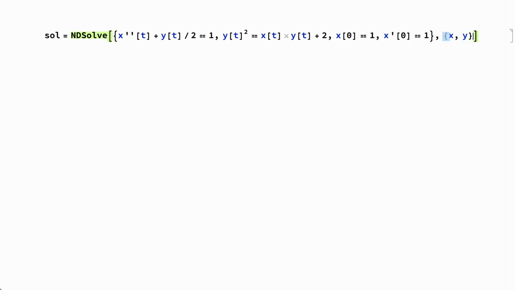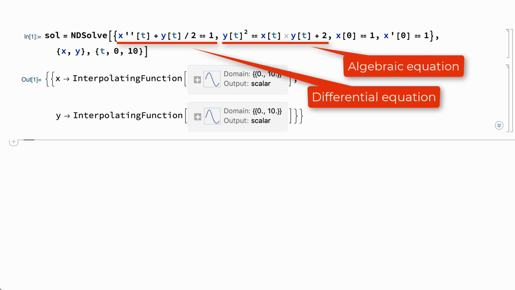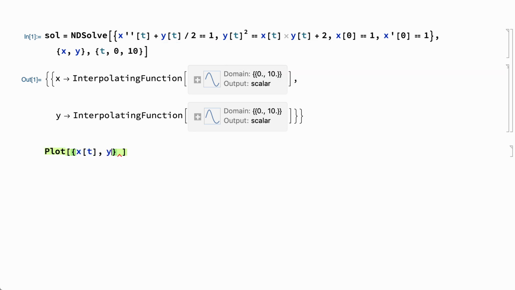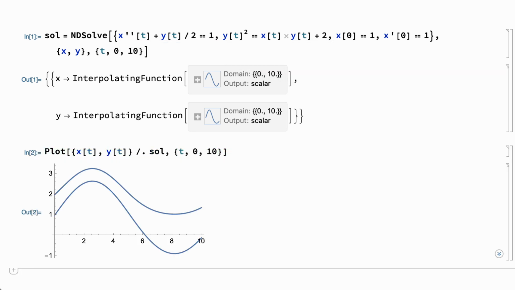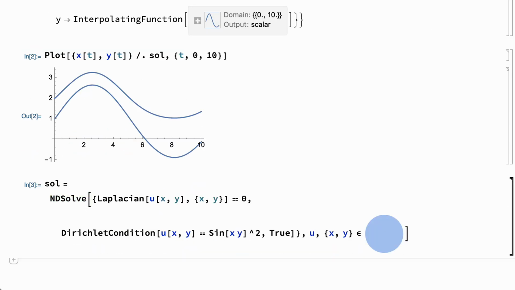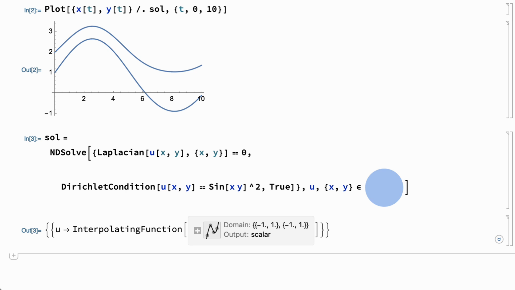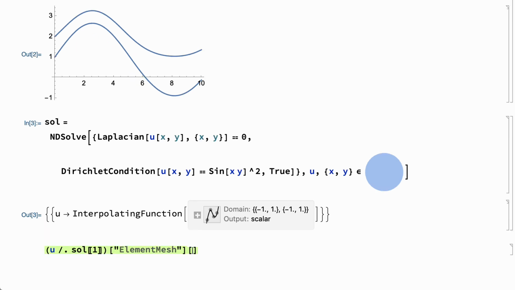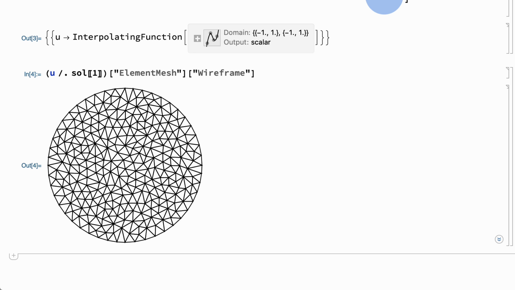For example, this input includes both differential equations and algebraic equations, so this is a differential algebraic system, and the differential algebraic equation solver is used automatically. And here's a plot of the solution. For another example, this partial differential equation, which is the equation shown earlier, is solved using a finite element method. Finite element methods involve constructing a mesh over the range of the solution and solving the differential equation in each element of the mesh. This shows the mesh that was used in this example. The method that was used in that example was also chosen automatically.